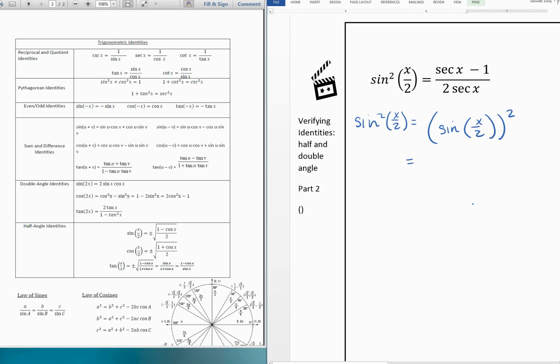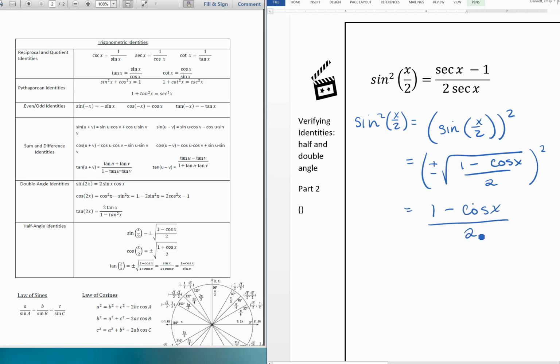So we're going to put in the formula for sine of x over 2. So it's plus or minus the square root of (1 minus cosine of x) over 2, squared. Now the squared will make either the positive or the negative positive and cancel out our square root. So this gives us (1 minus cosine of x) over 2.